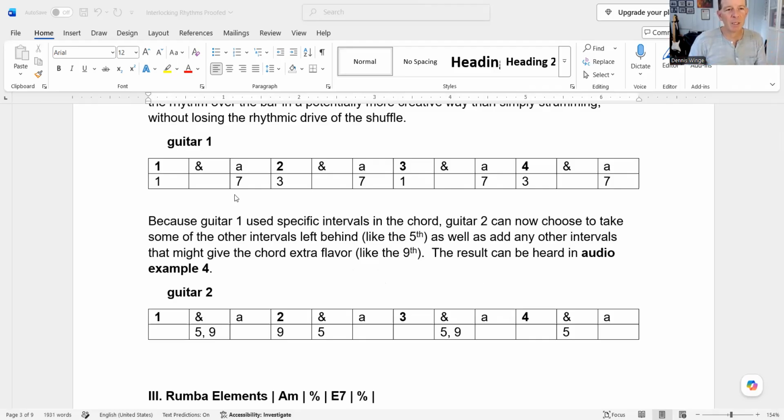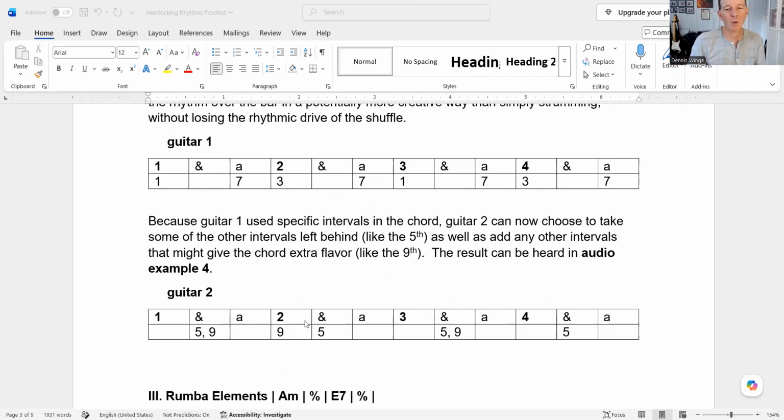So in this particular example, guitar 1 plays 1 7 3 3 7 1 7 3 7 1, something like that in some of the holes, and overlaps with guitar 1 some of the time, because like I said, you don't have to be so precise about this stuff. You can overlap beats, it's totally fine.